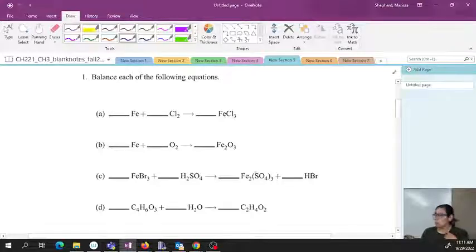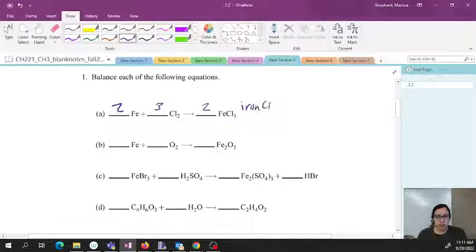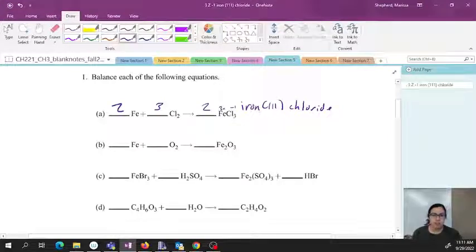So how do we balance this? You can give me the coefficients. What did you get? 2 iron plus 3 chlorine makes 2 iron chloride. Excellent. Is this what everybody got? Thumbs up. And just practice your naming as we do this. Again, this is iron 3 chloride. Iron is one of those variable oxidation state metals. We have chlorine, so -1 for each, 3 of them, so iron has to be in the 3+ oxidation state.